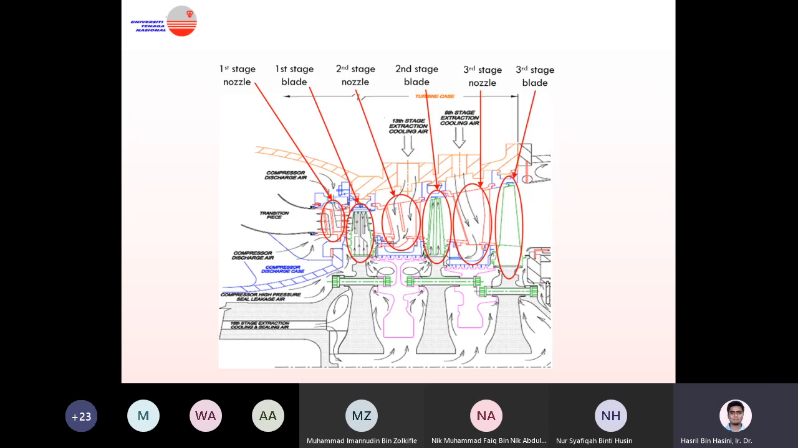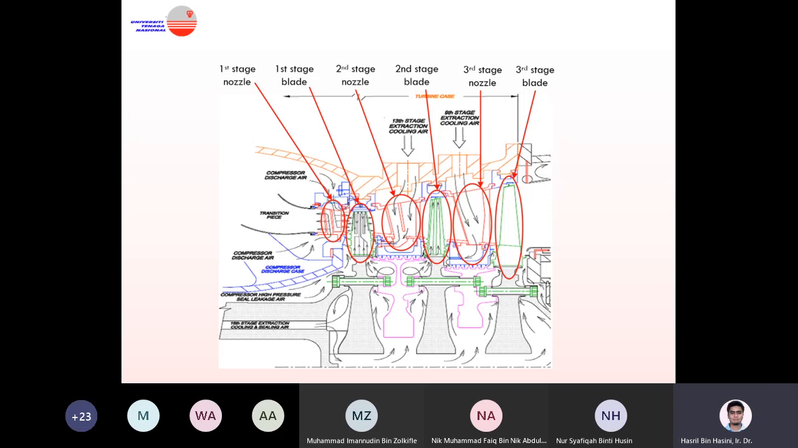So this is an example from PD power plant, the GE system, that our turbine stage here contains 3 stages: first stage, second stage, and also third stage. Each of the stages contains nozzle and also blade. Remember the function of the nozzle is to accelerate the gas and also to direct your gas so that it hits your blade at the right angle for maximum rotation. So you have nozzle, blade, and also nozzle, blade.